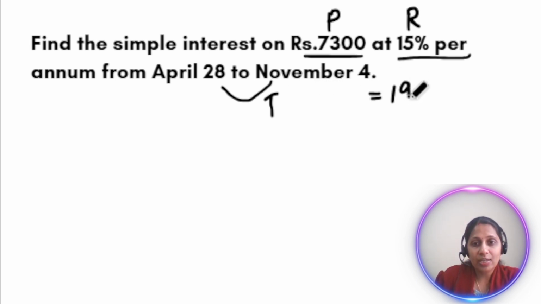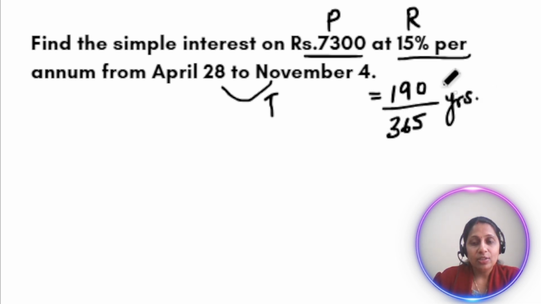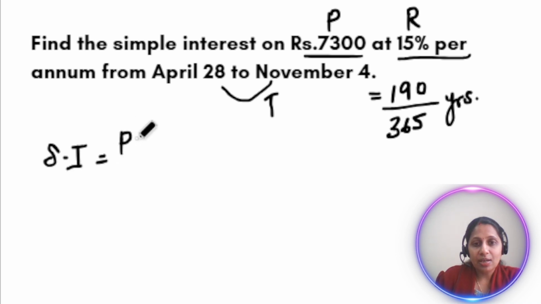It's almost 190 days. So convert these days to years. How do you do that? Divide by 365. You get it in years. So now we have P, R, and T. Everything is set. Now go for finding the simple interest, which is PRT by 100.